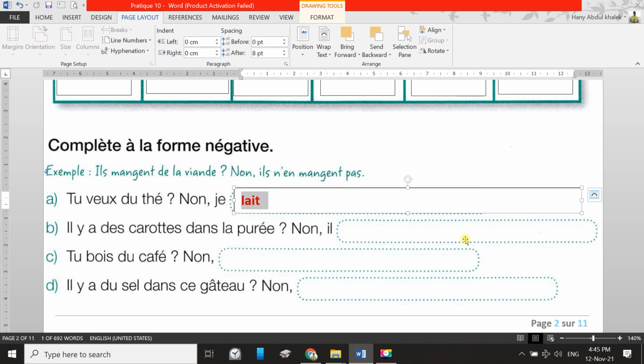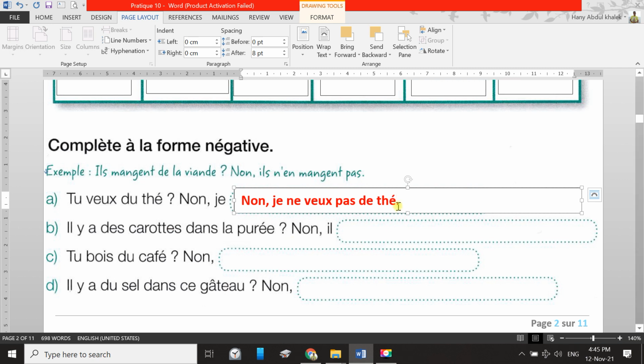But here you will write. Okay, here: tu veux du thé? The first thing you will answer is with non, and it's with je. So here tu will be je. Let's do it all. Non, je ne veux pas. Du thé will be de thé in the negative form.